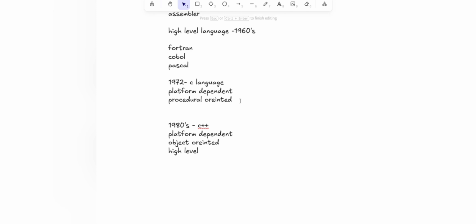C language is the same. It is procedural oriented: one object, many functionalities. But C++ is object oriented, so there are many objects and many functionalities. Take the example of Zomato. In the Zomato application we have the user, the delivery boy, and the restaurant where we order from. So we have different objects and different functionalities. That is object oriented. This is the difference between procedural oriented and object oriented, and between C and C++.